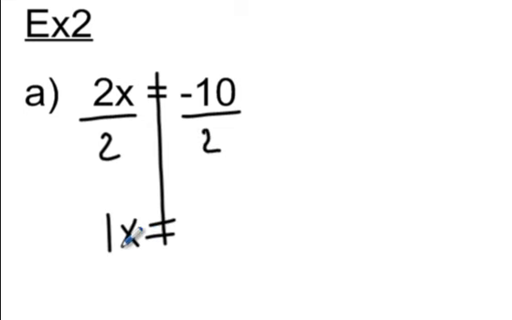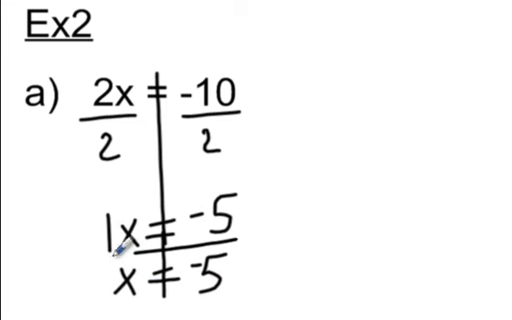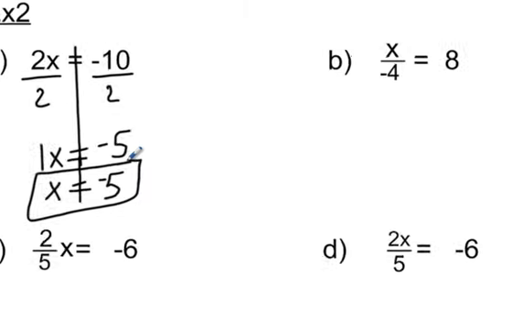Now 2 divided by 2 is just 1x. Okay. Again, do you have to put the 1 there? No. For right now, I am just reminding us that 2 divided by 2 is 1. I am actually going to do that. I get x equals -5. And again, pretty straightforward stuff you've seen before.